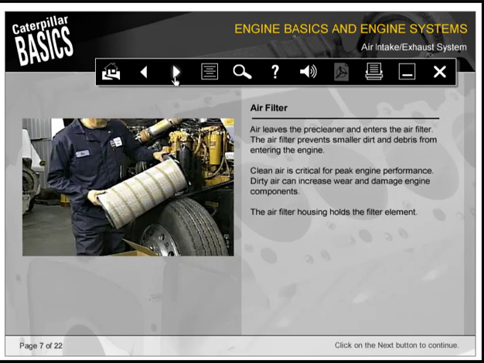Air leaves the pre-cleaner and enters the air filter. The air filter prevents smaller dirt and debris from entering the engine. Clean air is critical for peak engine performance. Dirty air can increase wear and damage engine components. The air filter housing holds the filter element.